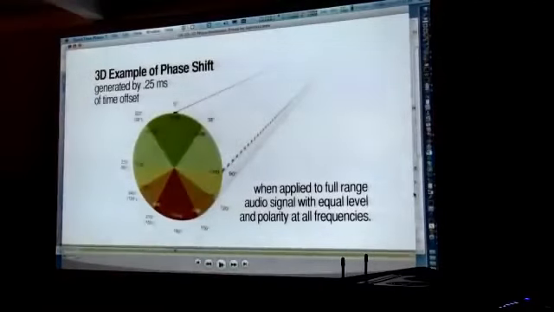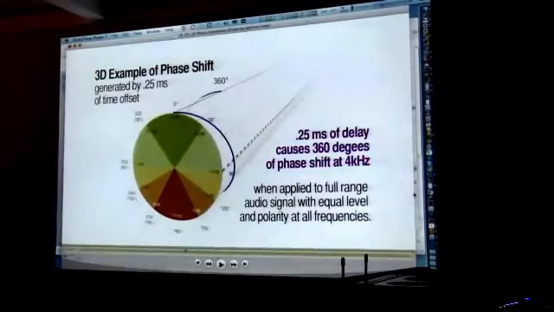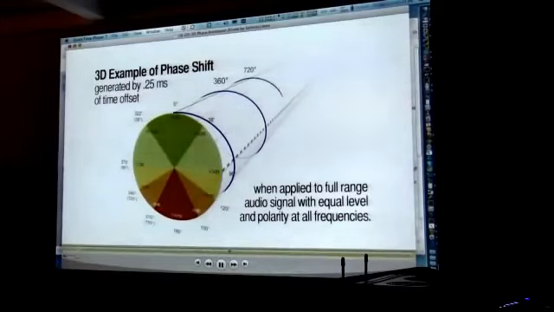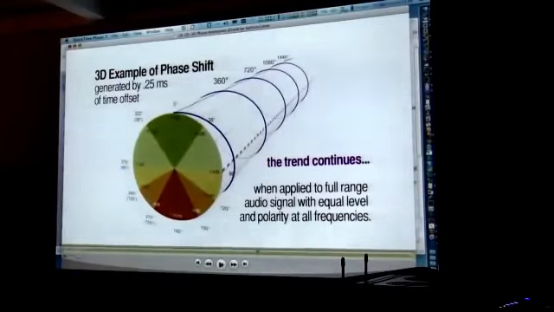So if we play a 0.25 millisecond delay signal, the first cycle is exactly at the frequency 4K, that some of you told me before. The second cycle, second rotation, will be at 8000 Hz. The third cycle at 12,000 Hz. The fourth cycle at 16,000 Hz. And the fifth cycle at 20,000 Hz. Okay?